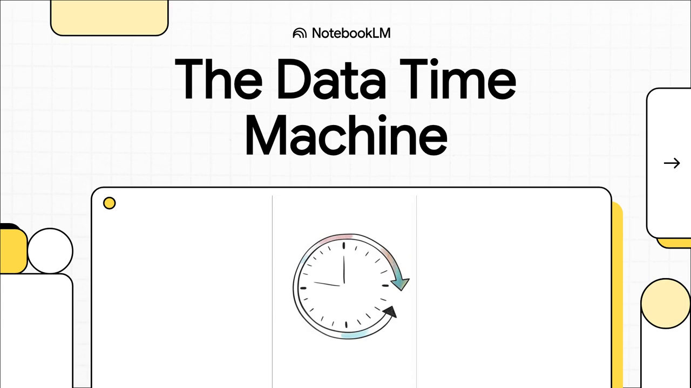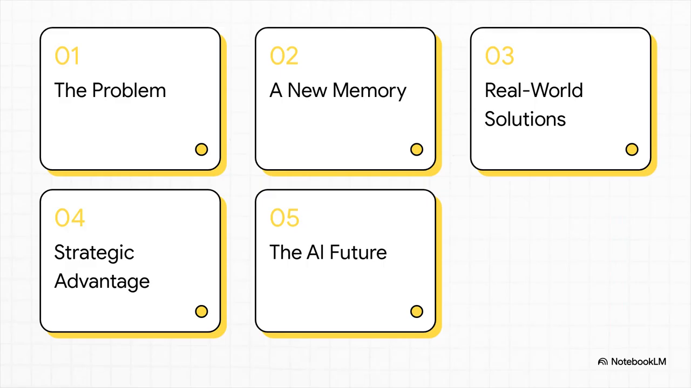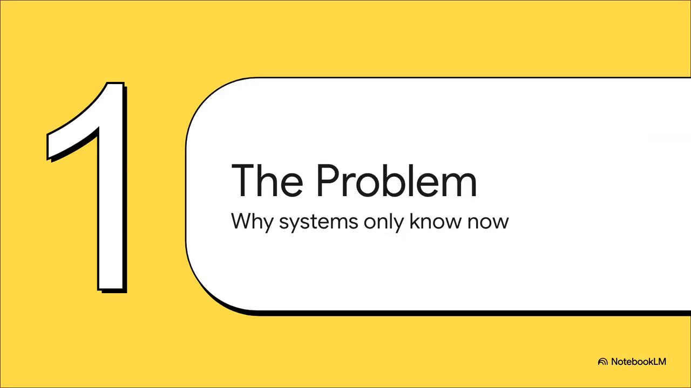So how does this data time machine actually work? Let's find out. All right, here's how we're going to break it all down. First, we'll look at the big problem this time machine is trying to solve. Then we'll dive into the new kind of system memory that makes it possible. We'll cover some real-world examples, talk about the huge strategic advantages, and wrap up with why this is so critical for our AI-powered future.